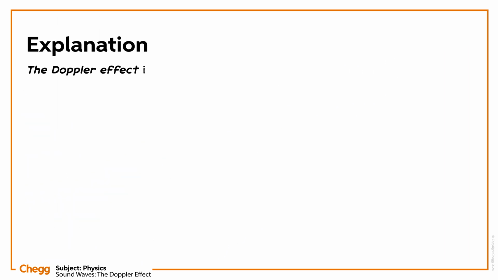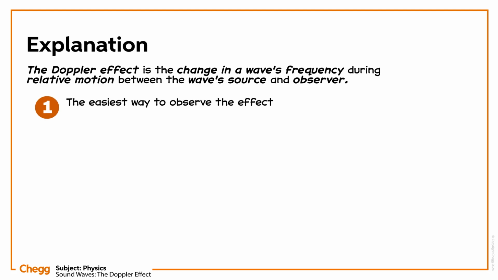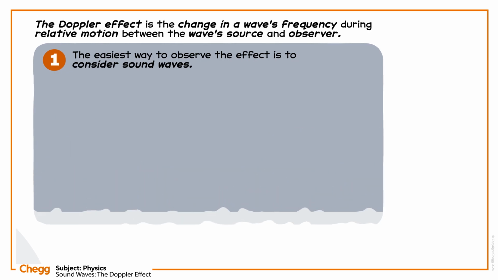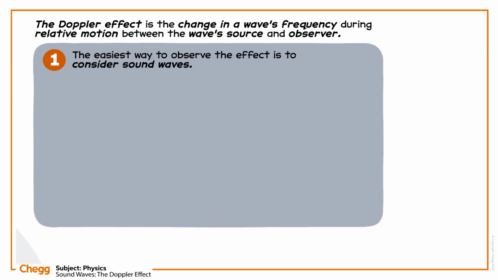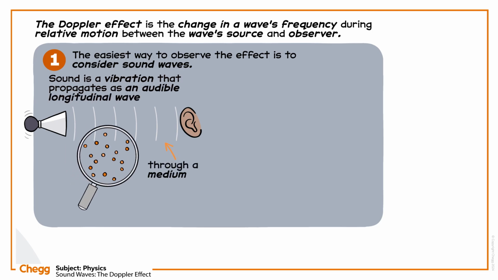The Doppler effect is the change in a wave's frequency during relative motion between the wave's source and observer. The easiest way to observe the effect is to consider sound waves. First, a quick refresher on the fundamental properties of sound waves. Sound is a vibration that propagates as an audible longitudinal wave through a medium. Each particle wiggles back and forth, passing its energy onto neighboring particles, and our brains interpret these vibrations as sound.